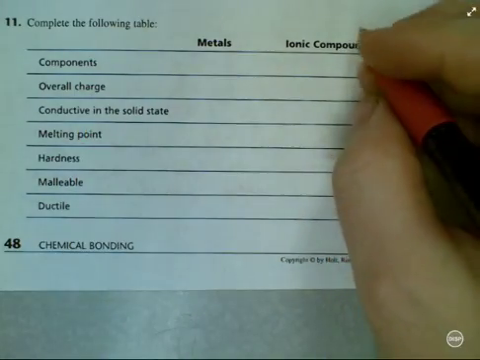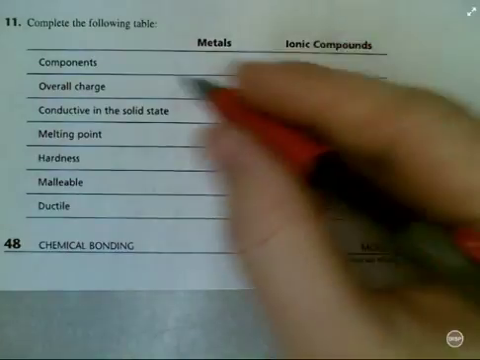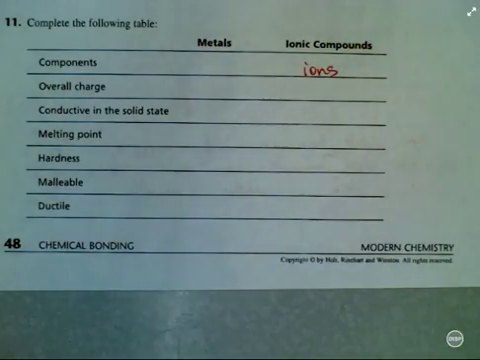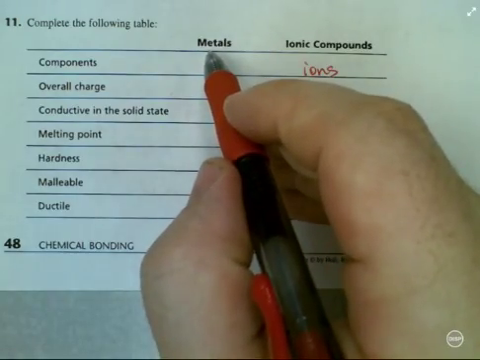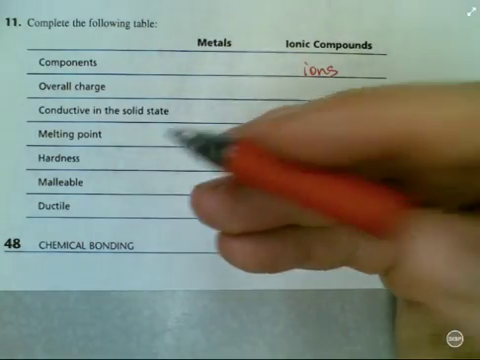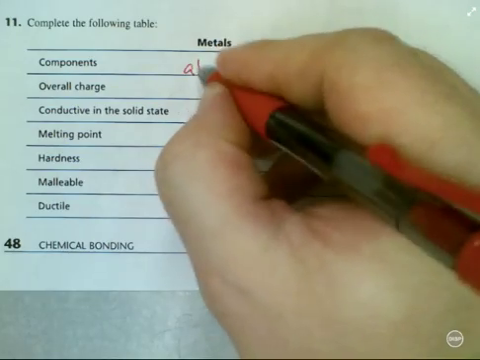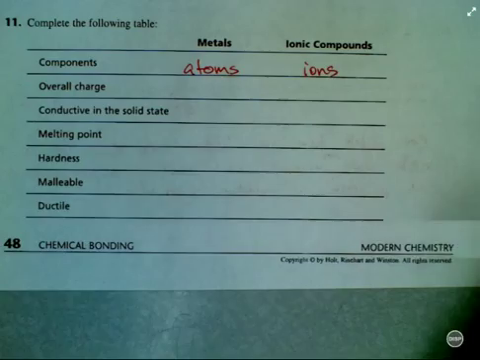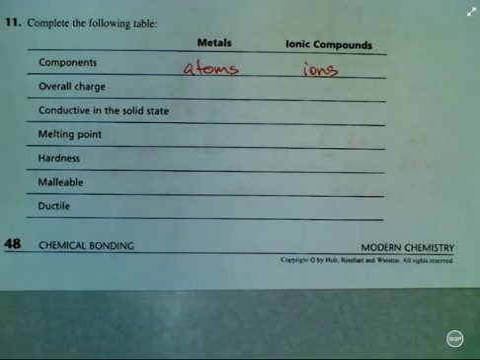Now, ionic compounds, their components, okay, what they're made up of: individual ions. Makes sense, right? They're ionic compounds. Metals, in order to make a metallic bond, all you have to have are a bunch of metal atoms. Okay, metal atoms. Just give me some chromium, some iron, some nickel, some copper, some zinc. Just throw them together in a pure metallic sample, and you're going to have a metallic bond.